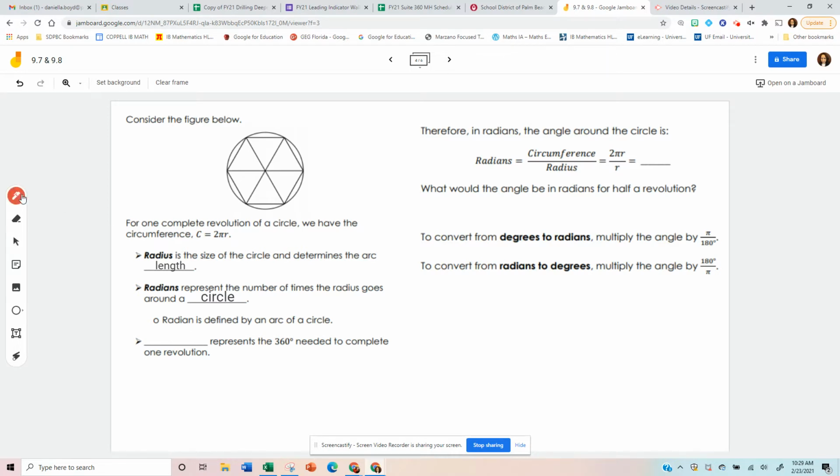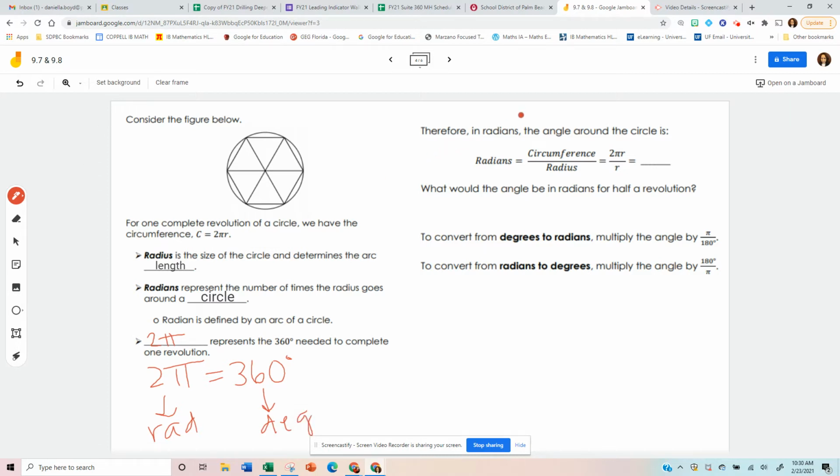What we also need to know is that 2 pi radians is equal to 360 degrees. So in other words, 2 pi and 360 degrees are equal to each other. This one is in radians, and this one is in degrees. That's going to be important for us to know.